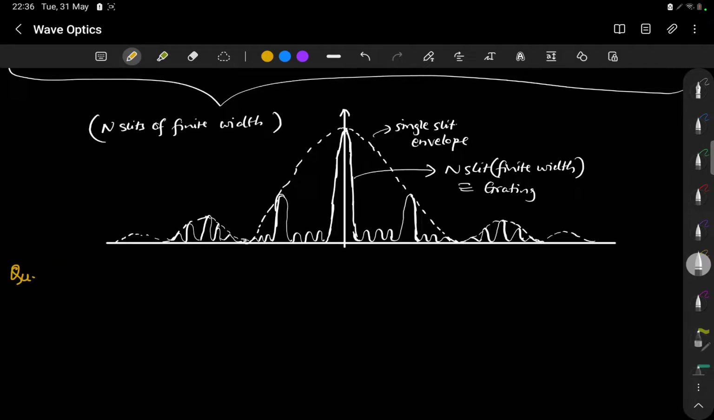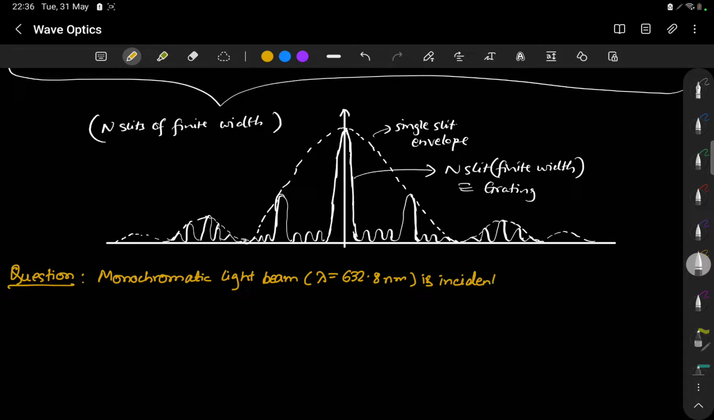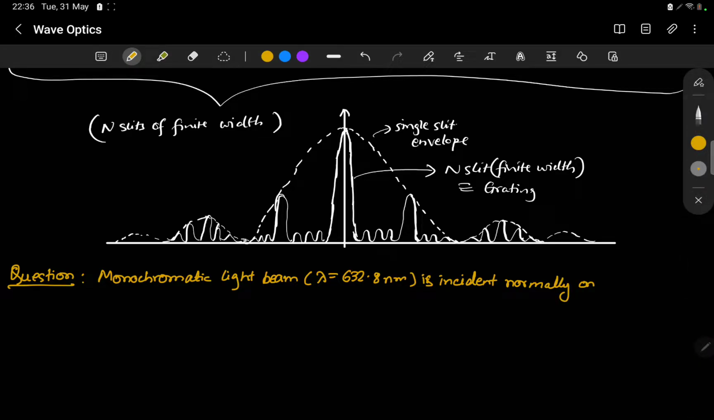So our question is: a monochromatic light beam, a helium neon laser of wavelength 632.8 nanometers, is incident normally on a diffraction grating containing 6,000 grooves per centimeter.